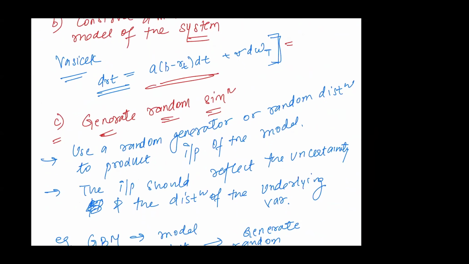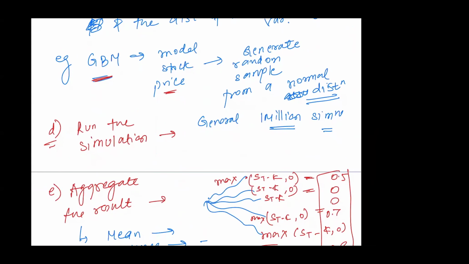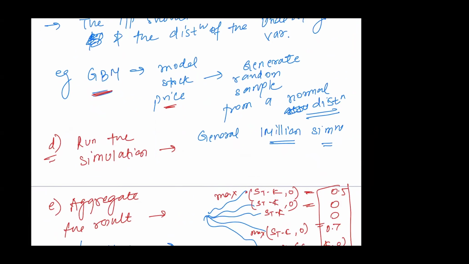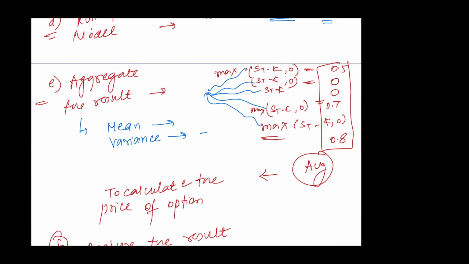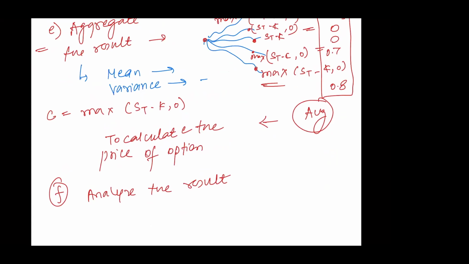Then after constructing this equation, we will generate the random simulations, by taking the assumption that we are taking random samples from a normal distribution. After generating the simulations, you use those simulations to run the model. After you generated the simulations, you just run the model with them, and in the end you aggregate the result. Once you generate the stock prices, you will get 102, let's say 105, 107, 104, 102, something like that. Then you just apply the formula, and we know that for a call option the formula is maximum of ST minus K comma 0. You apply this formula and then take the average of it to calculate the price of the option. I hope you understand this.